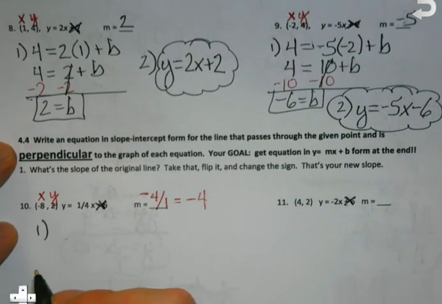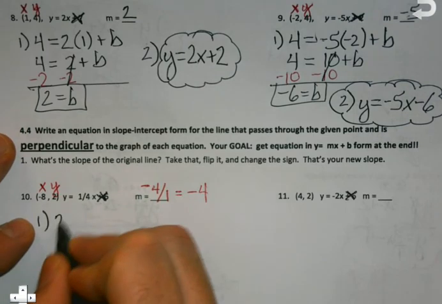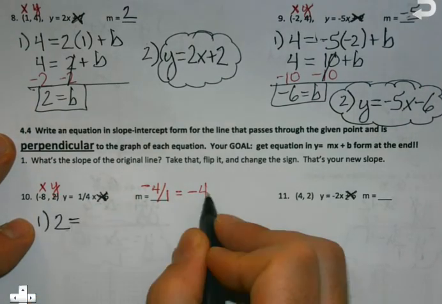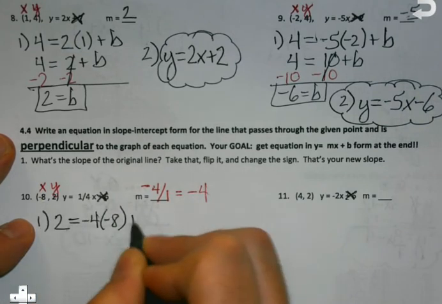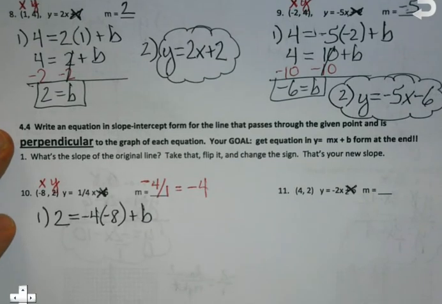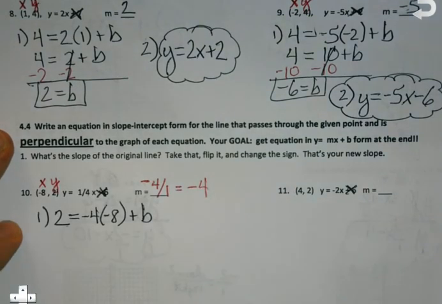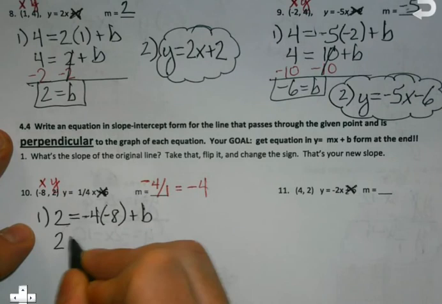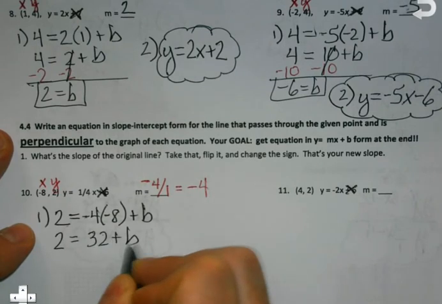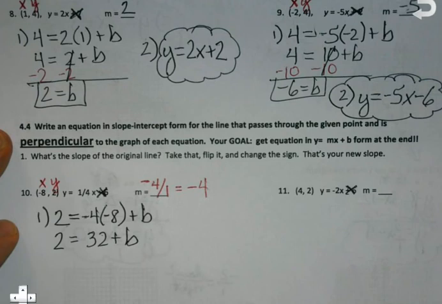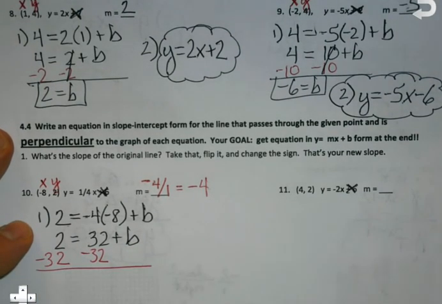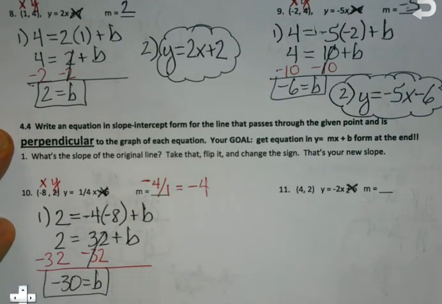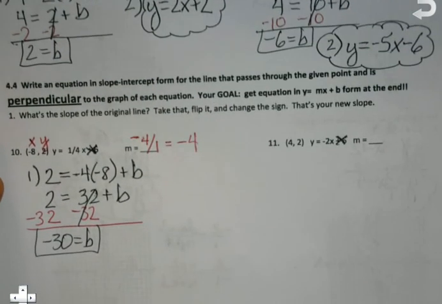Get my first step ready to go here. We've got y, with my point, equals mx plus b. Negative times negative is positive. Wow, that's going to be a big b. Well, actually, a real small b. Get that 32 out of there. Man, if we were graphing this one, we'd be in trouble. So my b is 30.